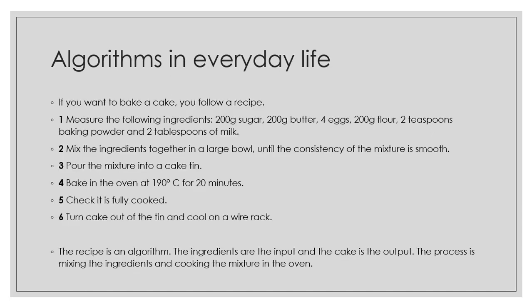Like I've said, you meet algorithms every day in everyday life. If you want to bake a cake, you will need certain ingredients, such as sugar, butter, eggs, flour, and teaspoons. And you will follow certain steps in order. Like this here, you can see we follow step 1, 2, which is to mix the ingredients.